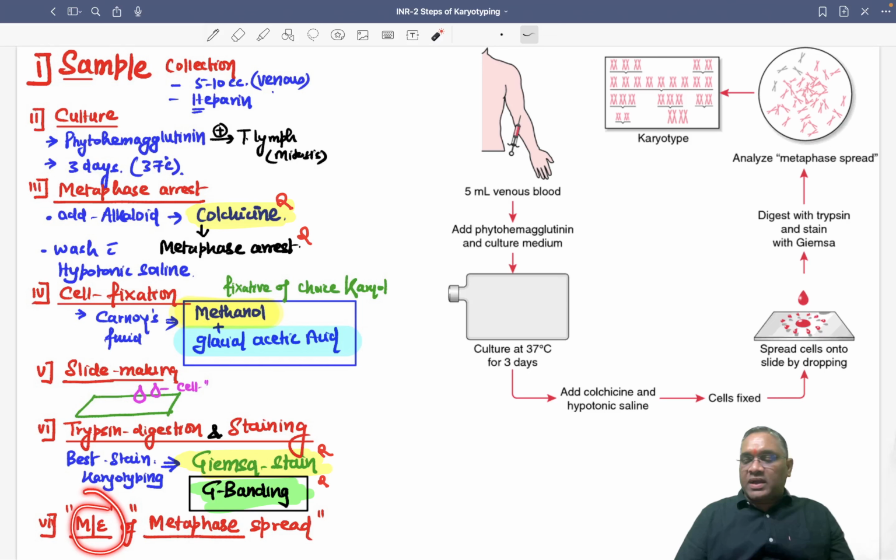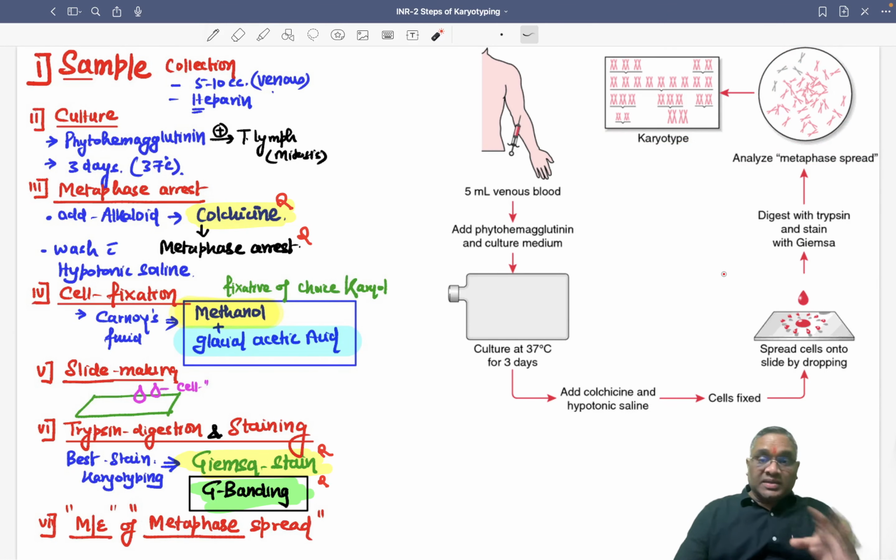And then we will do the microscopic examination of the metaphase spread. So these are the total steps. You have collected the sample, you have done the culture, you have done the metaphase arrest with the help of colchicine. We have fixed the cell with Carnoy fluid, or methanol and glacial acetic acid. Then we have done the slide making. We have done the trypsin digestion, and then we applied the Giemsa stain, and that is why it is called Giemsa banding. And finally, the last thing, we analyze them on microscopy for the metaphase spread, and this is how the karyotyping bands will be seen.